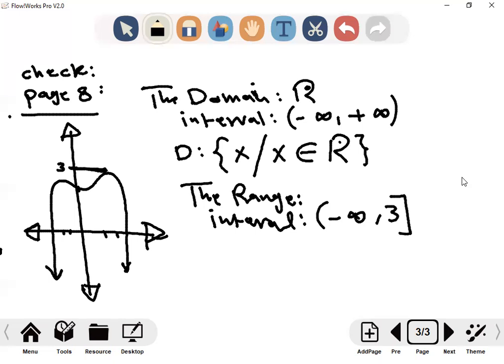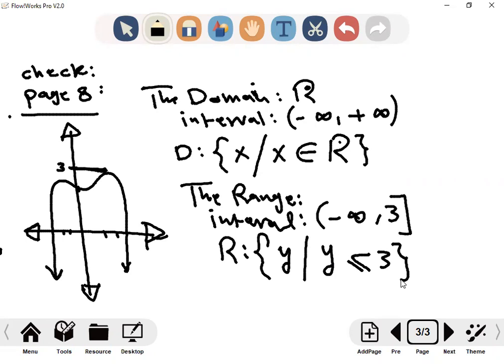Let's talk about the set builder. Look here. The range. All y such that y should be what? Any number in the range, but this number should be what? Less than or equal, meaning the maximum, the 3. So all y such that y less than or equal what? 3, and close it. Got it, guys?